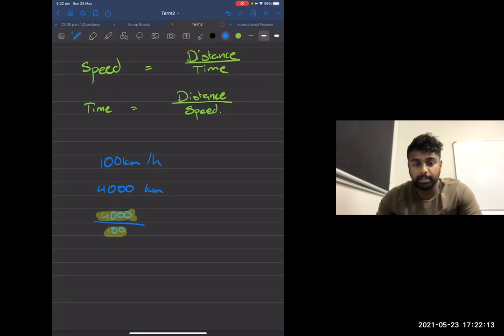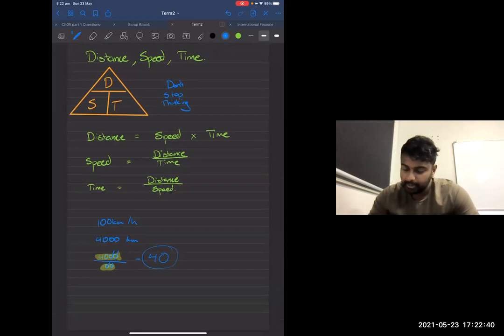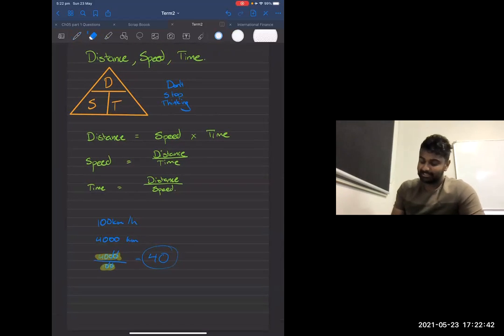And here's a neat trick. If you divide with numbers that end with zeros, for every zero that they both share, you can get rid of one. So 100 has two zeros, so I get rid of one from each. They have another zero left, get rid of that. 100 doesn't have any more zeros left, so it's just 40 divided by 1. So the answer is 40 hours. Do you understand? Yes, I understand that. Awesome. So that's distance, speed, and time.